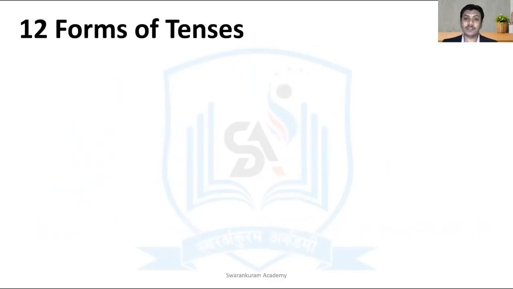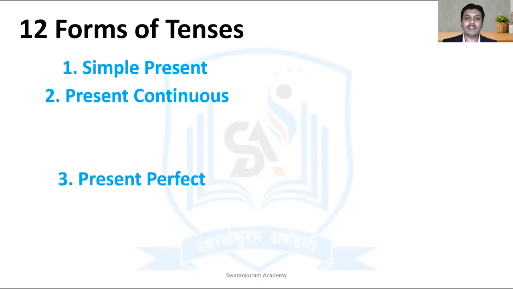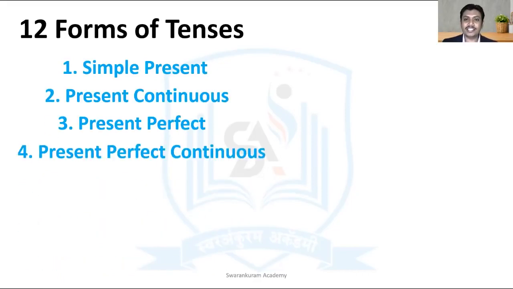Now, how tenses are formed in the English language, you will be able to understand in just a few seconds. As you know, there are 3 types of tenses: present, past, and future. And we also understand that there are 4 types of actions that we see: simple, continuous, perfect, and perfect continuous. Let's do the math. 3 into 4, it is 12. When we talk about these 12 tenses, we will first make 4 tenses in present by considering these 4 actions. So first is simple present, second one is present continuous, third one is present perfect, and fourth one is the combination of both, present perfect continuous.